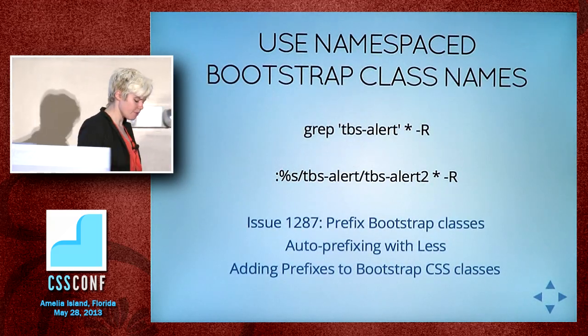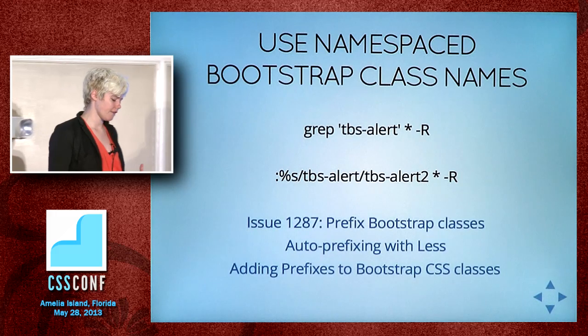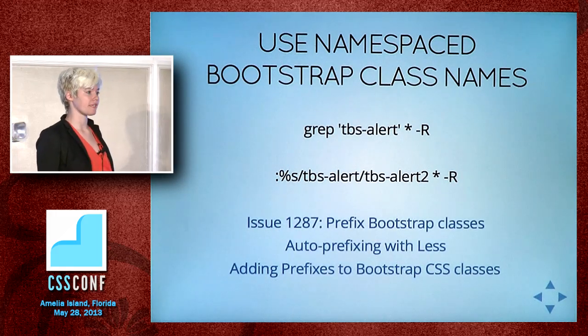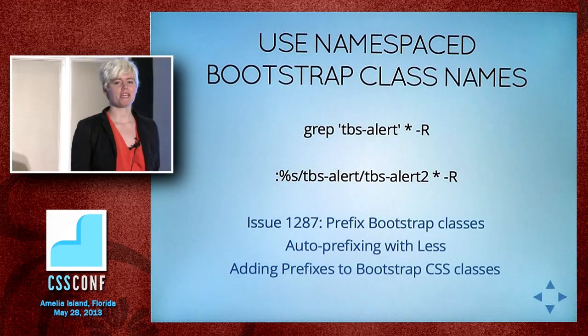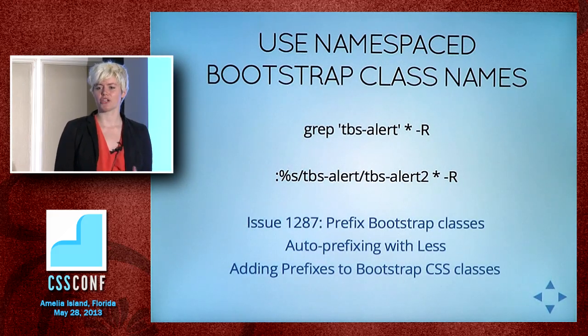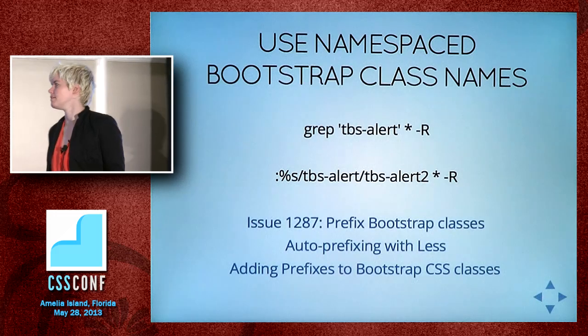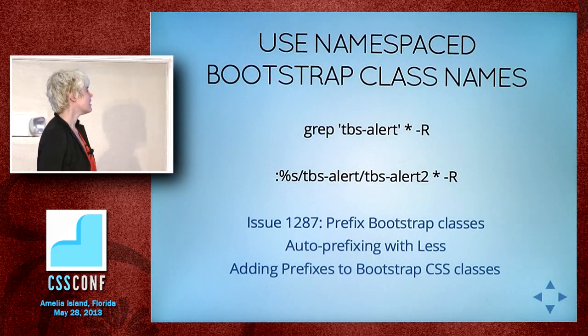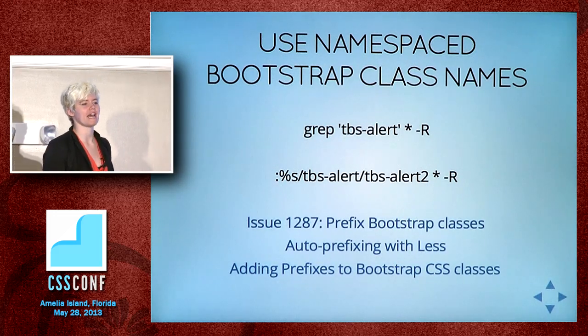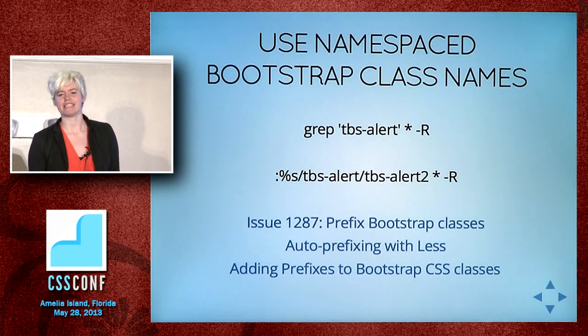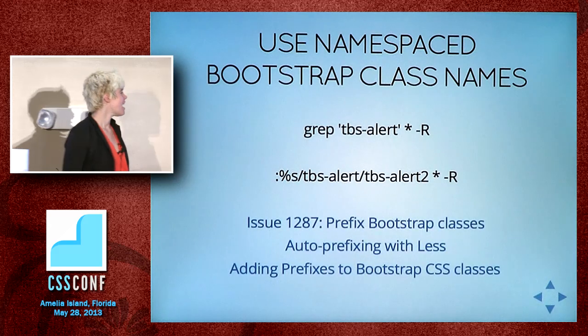But now there are things that would have made it a lot easier if Twitter Bootstrap itself was different, right? So one thing is that Bootstrap has these incredibly ambiguous, short names: alert, label, button. So one thing that would have been amazing is if they had been namespaced, right? If they were just TBS-alert, that would have been a lot easier for me to grep for, right?